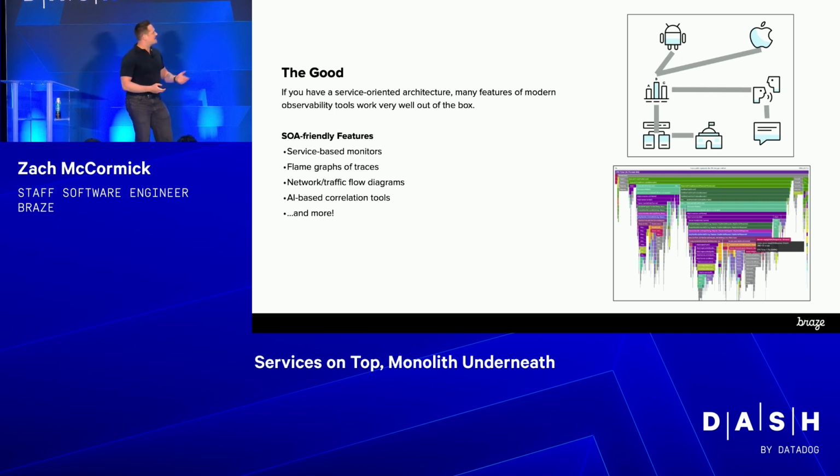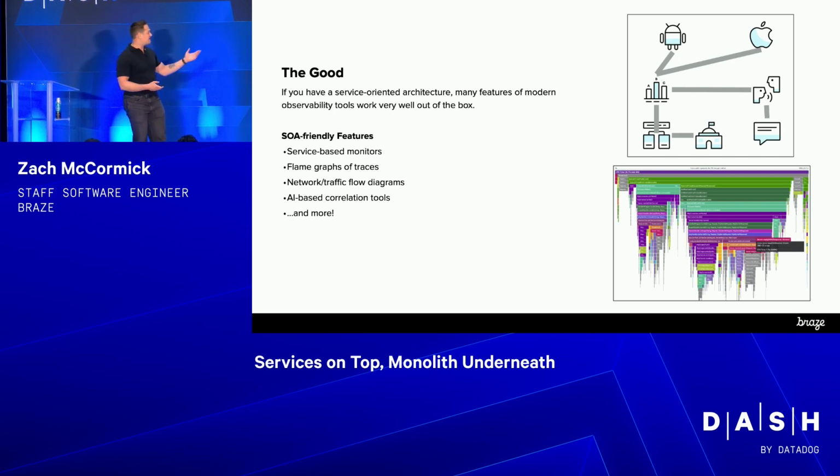This is good. The tools work really well if that's how your architecture is laid out. You can use service-based monitors that work really, really well. If you have an authentication service and you add a new endpoint for authentication, if you already have a monitor for that service that says, page this team when something bad happens, it just works for the new endpoint, right, out of the box.